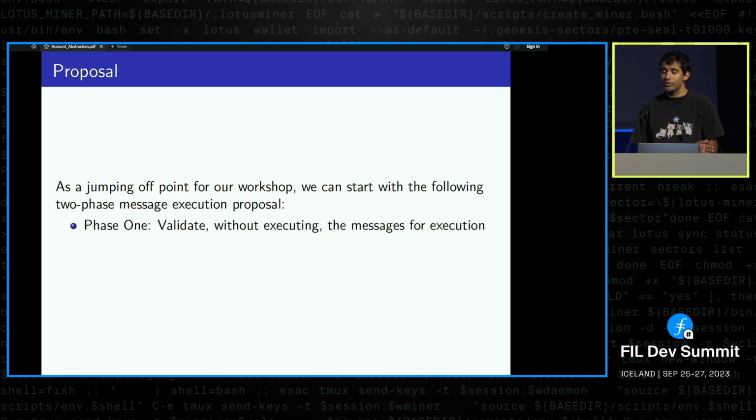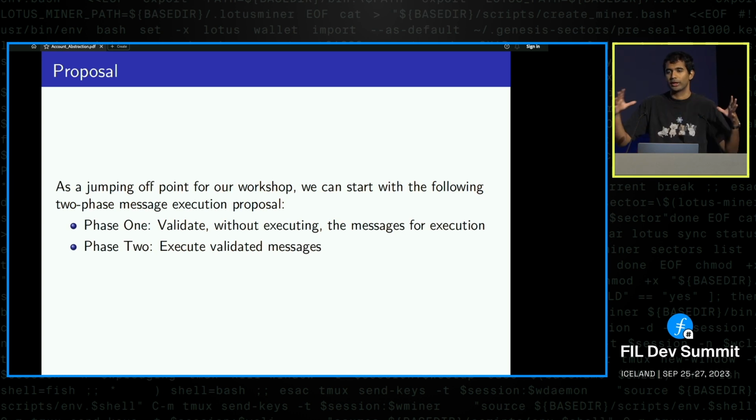But our proposal is to have essentially a two-phase message execution process, where phase one validates messages without actually executing them, and we'll cover that in a bit more detail. And essentially, phase two executes them. So today in Filecoin, you pick the messages that you're going to be executing at a certain tipset by looking at the blocks in that tipset.